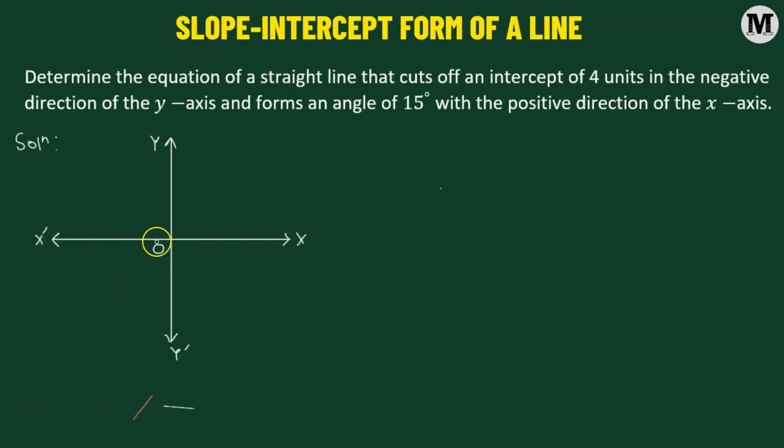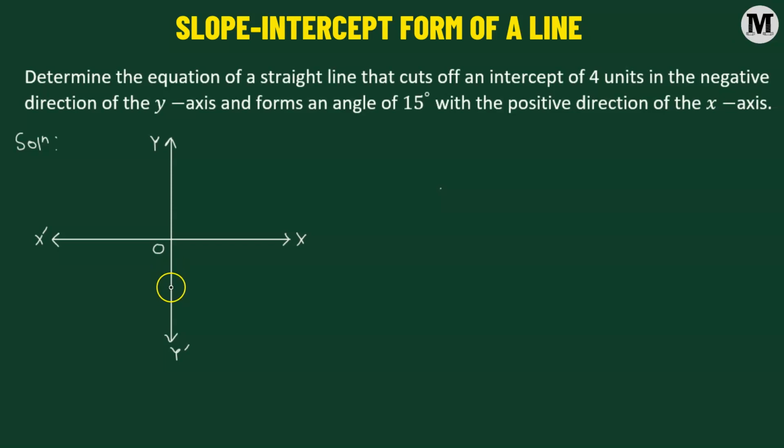So here we have the coordinate axes, with the x and the y-axis. It's given here that the line has an intercept of 4 units in the negative direction. Above the x-axis, the y-axis goes along the positive direction, and below the x-axis, it goes in the negative direction. Whenever we say that a straight line has an intercept of 4 units in the negative direction of the y-axis, it simply means that the line intersects the y-axis along the negative direction. That means it is going to cut the y-axis below the x-axis.